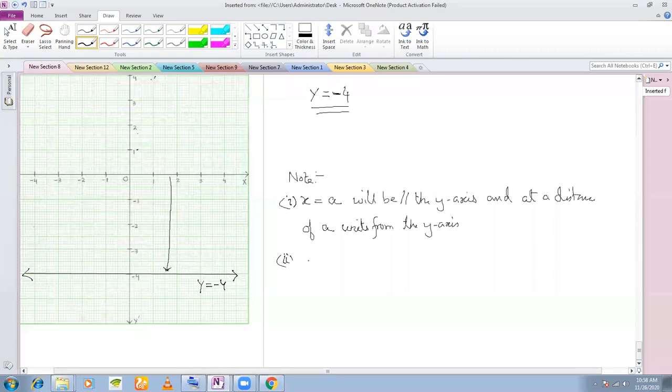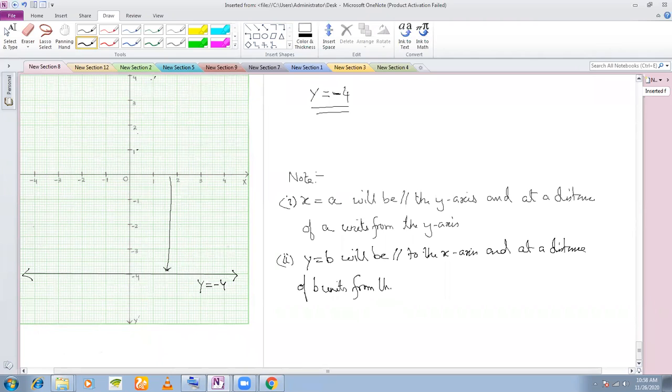So note number 2: y is equal to b will be parallel to the x-axis, and at a distance of p units from the x-axis. We are going to use all this later on, so please take a note of it. Here, this distance is 4 units in the negative direction, because y is equal to minus 4. So these are two important notes.